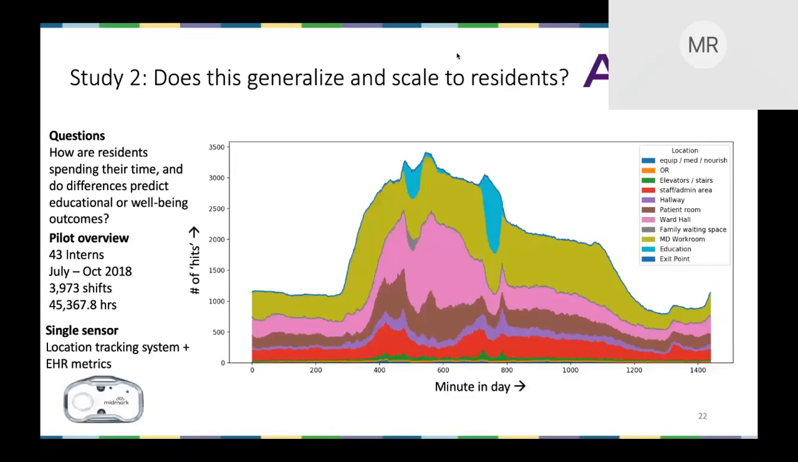At the bottom left, you see the $25 badge that we can afford to buy for all the residents, which is a much better deal than the $500 sensor badge that we couldn't. That was very high maintenance. So this started off with the first question: can we track residents and understand duty hour violations?